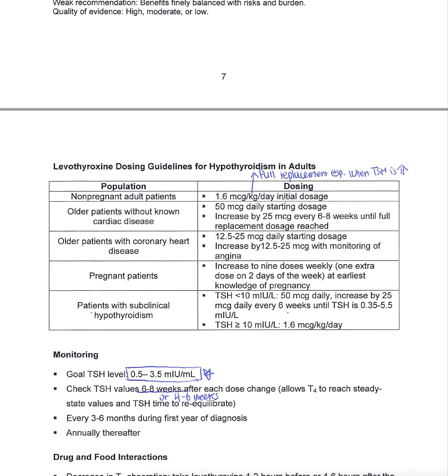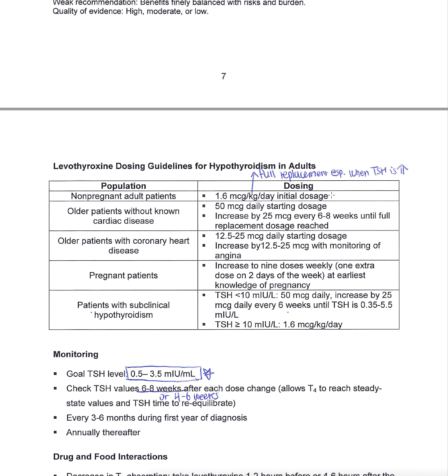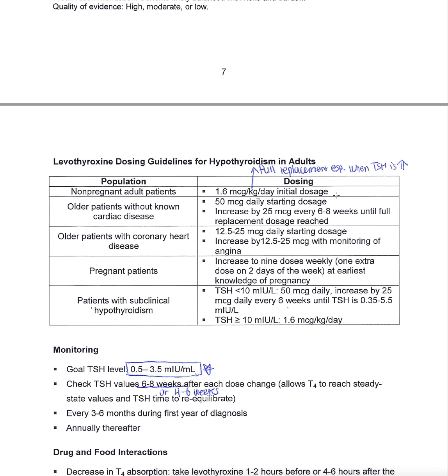There's some conflicting data whether we should use ideal body weight versus actual body weight. So we're gonna just use actual body weight in our class, but some suggest that for obese patients, ideal body weight will be more accurate. But for our class, we're gonna use just actual body weight to calculate it.